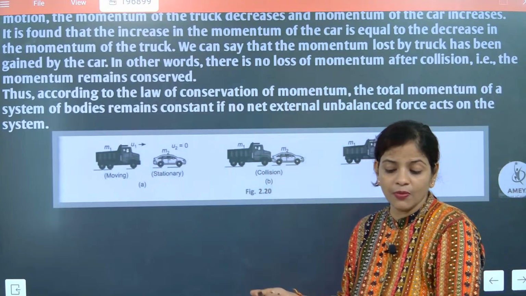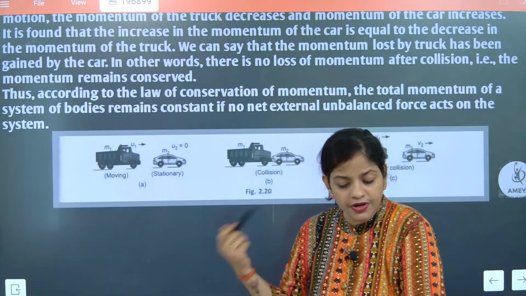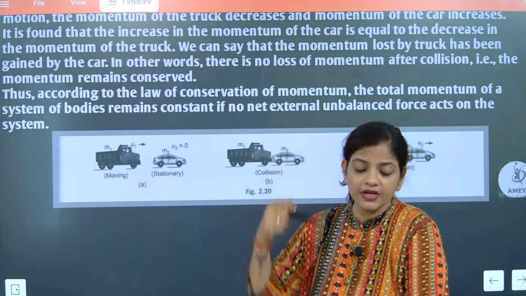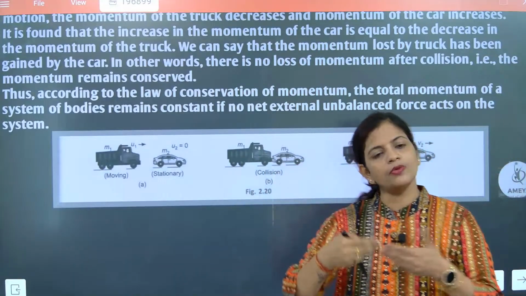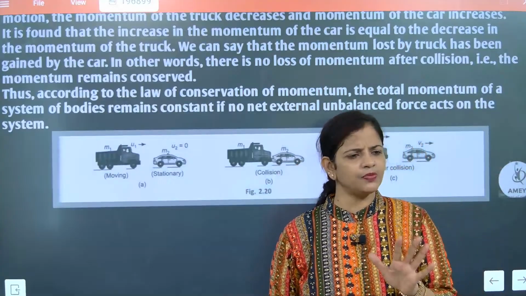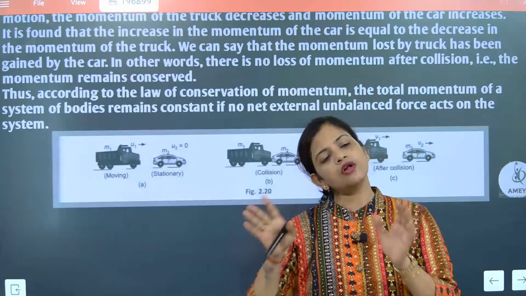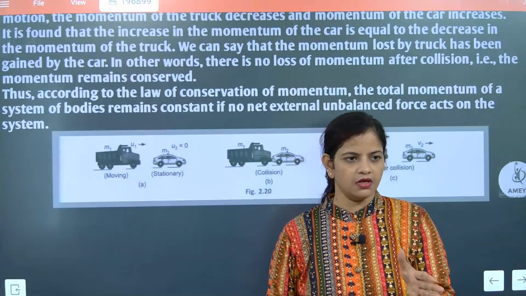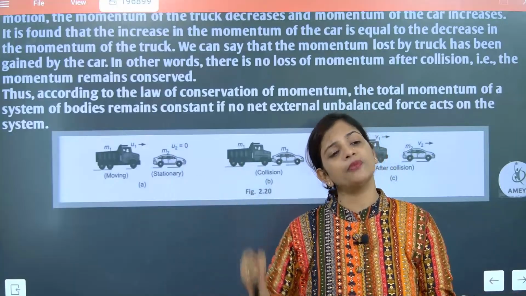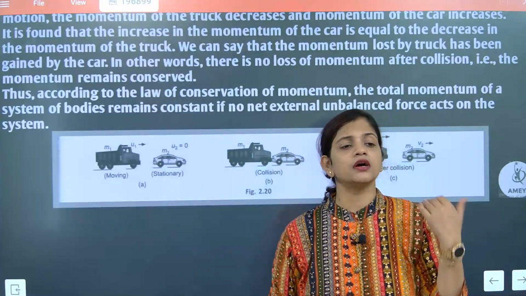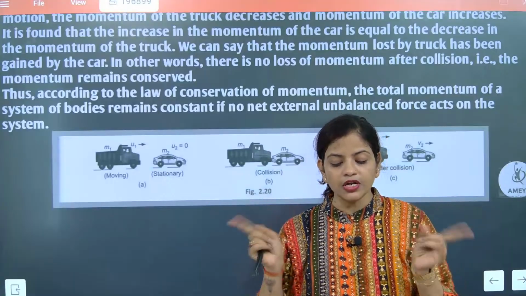So how much momentum will be reduced, and how much momentum will be increased? Let's check this one out. Now look here beta, just understand that simply. I'm explaining that if the unit is kg meter per second, and the truck lost 20, then the car will gain 20. Understood? The loss of momentum by truck is 20, the gain of momentum by car is 20.